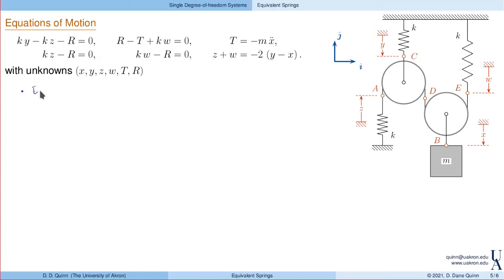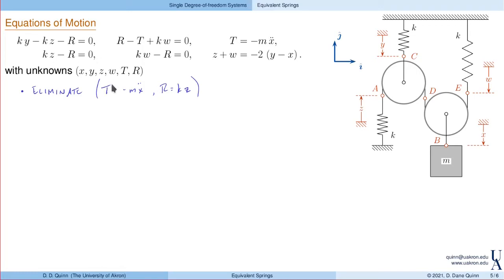So here's one procedure that works. The first thing I'll eliminate is t. Notice that right here, I find that t is equal to minus mx double dot. Then I'll choose another one to eliminate. Let's look at this equation and solve for r. Here r is equal to k times z. Why not choose r as kw? Either way it'd be fine. I just happen to choose this one.